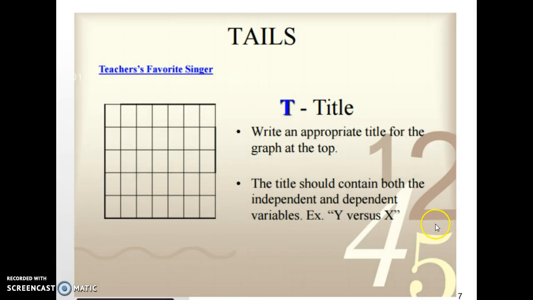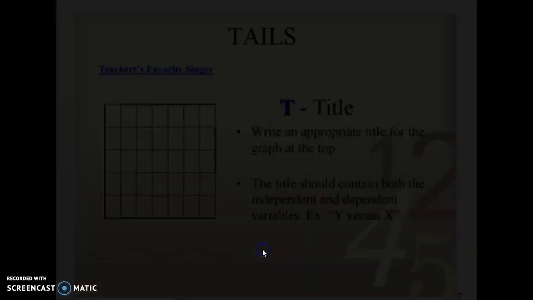A title should be written up at the top, and it should contain both your independent and dependent variables. Your title should be descriptive enough that whoever looks at your graph knows exactly what you were testing. Okay, so a title should include your independent and dependent variables.